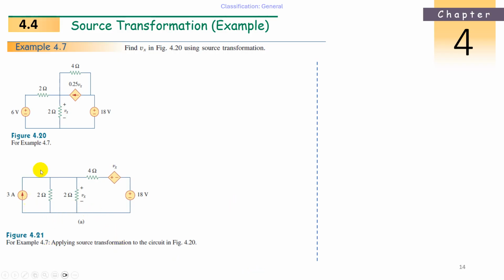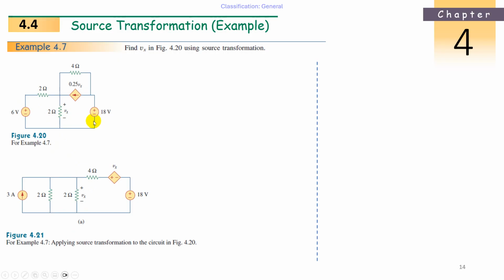Now let us take these two, 6 volts and 2 ohms. I can convert into a current source. So I is equal to V by R, 6 by 2, that is 3 amperes. I put it as 3 amperes in the up direction because plus is up. Now 2 ohms is coming in parallel. Now these 2 ohms I should not touch because it is the Vx we have to find here.